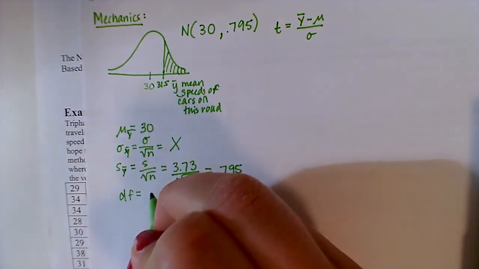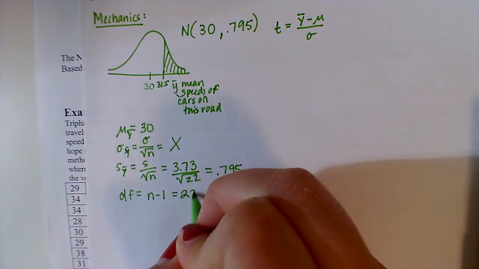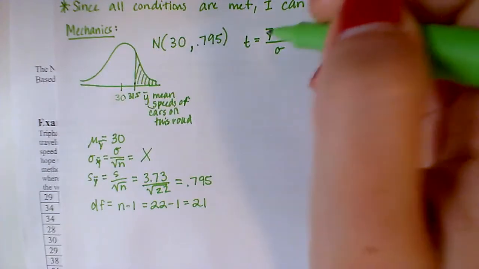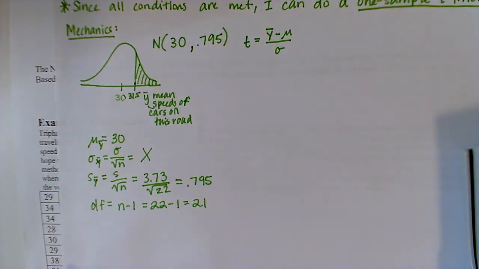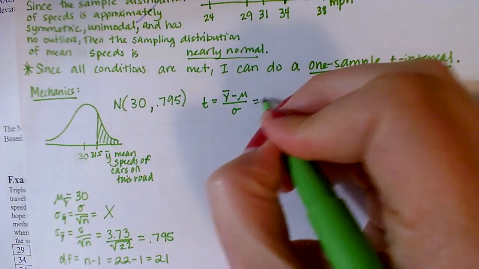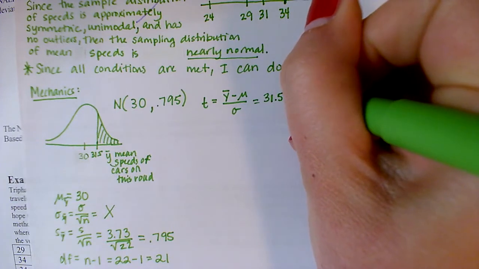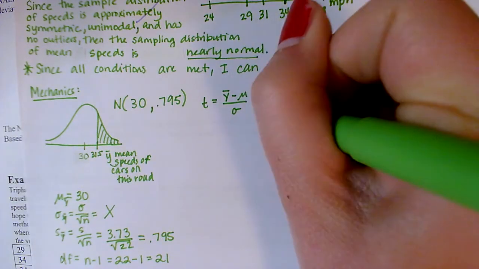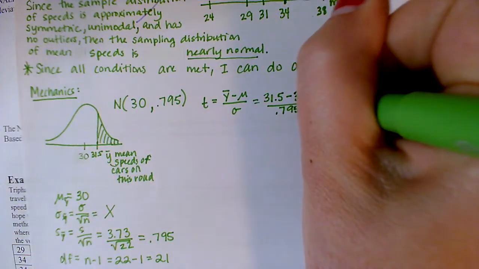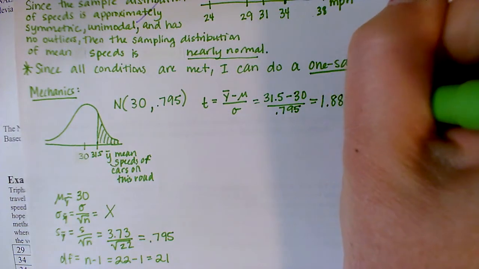So the degrees of freedom is going to be your sample size minus 1. In this case, we've got 22 minus 1, so 21 degrees of freedom. And that is going to help me out when I find my t-score. Okay, find the t-score. So that would be 31.5, which is my y bar, minus mu, which is 30, divided by 0.795. You could do that real quick in your calculator, and you get 1.886.